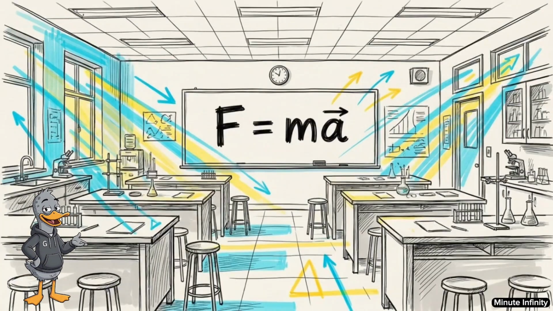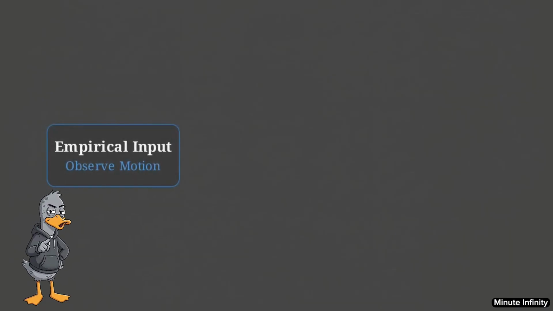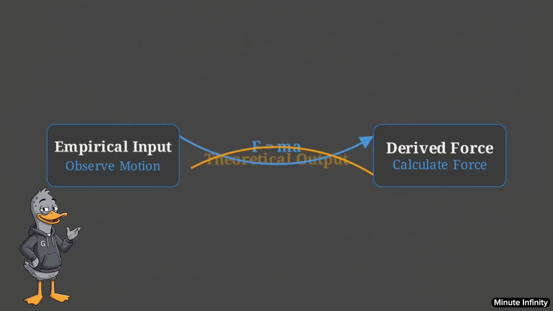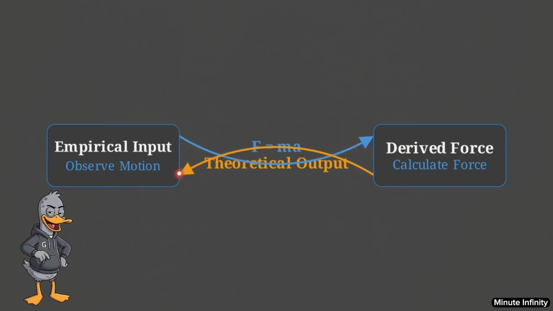Almost everyone who takes a middle school science class memorizes Newton's second law of motion. Force equals mass times acceleration, but the traditional way of teaching it creates a logical loop. We measure acceleration to find the force, then use the force to calculate the acceleration. It feels more like a human-made dictionary definition than a law of nature.